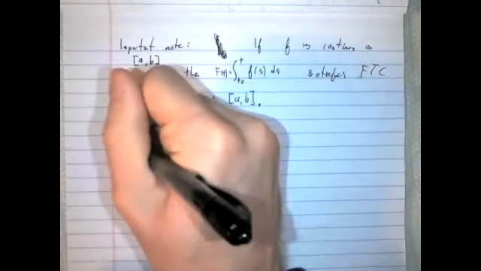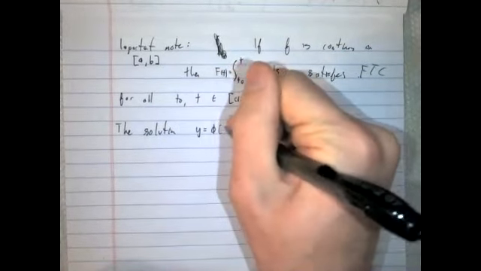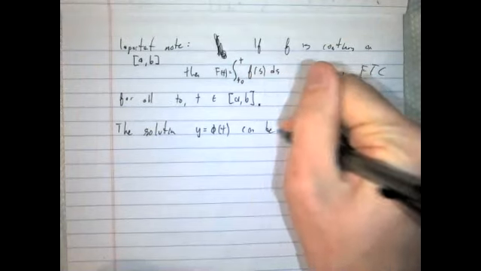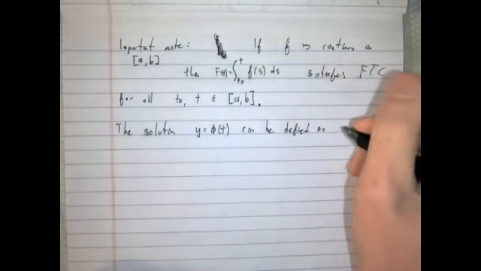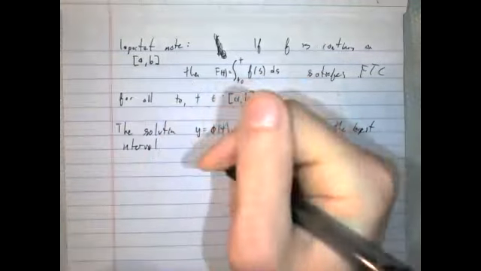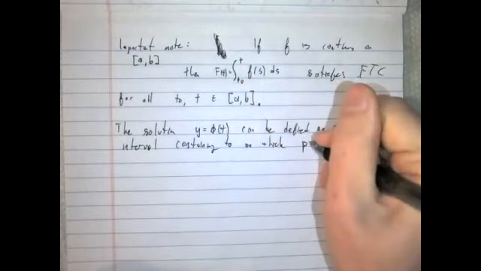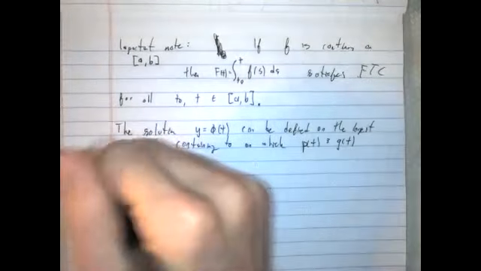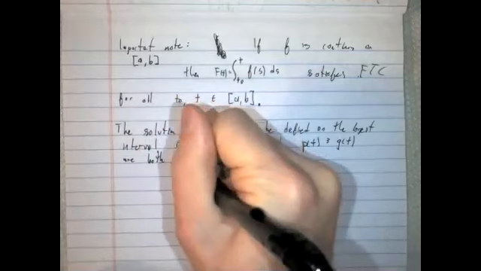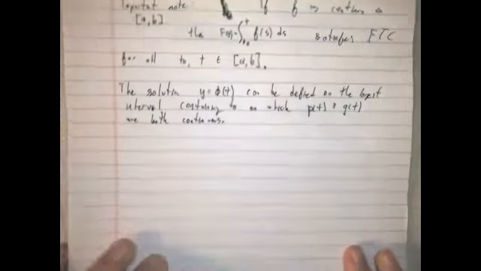What do I mean by that? Essentially, what this is saying is that the solution y equal to phi of t can be defined on the largest interval containing t0 on which p of t and g of t are simultaneously continuous. So maybe an example will help with this.